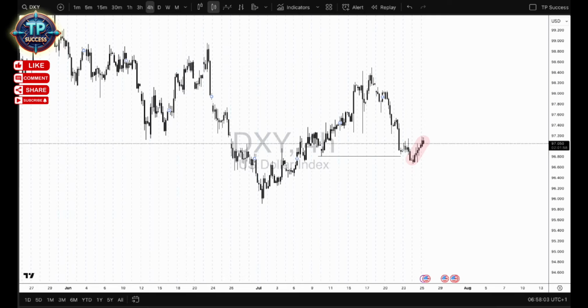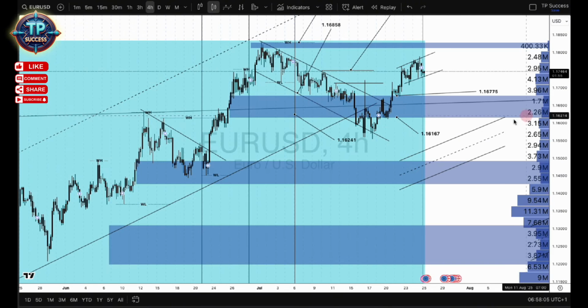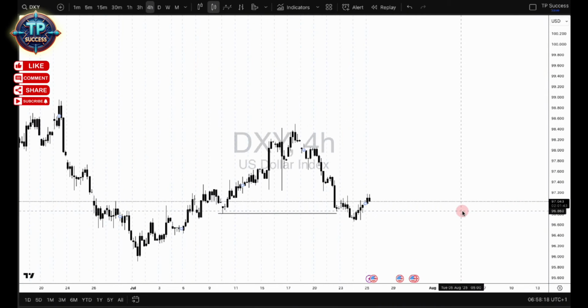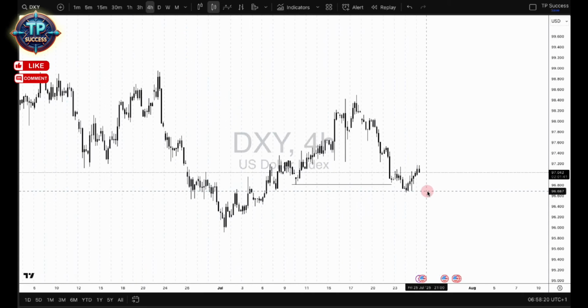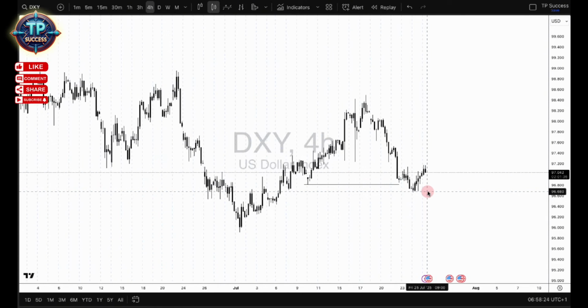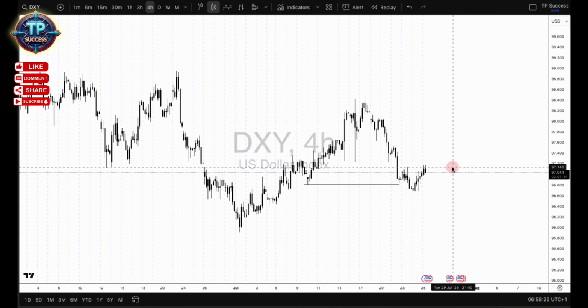Then if you go to Euro USD, you can see we're beginning to have what should be a pull to the downside, which is what we got going on right here. So let's go back to the Dixie again. Sometimes the correlation is not exactly uniform, so you have to bear that in mind.